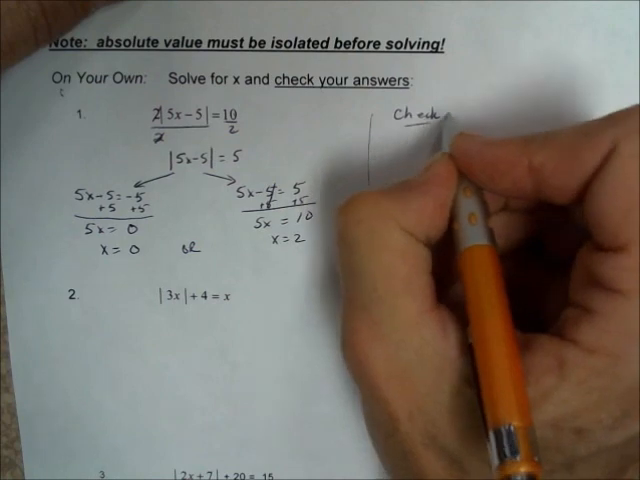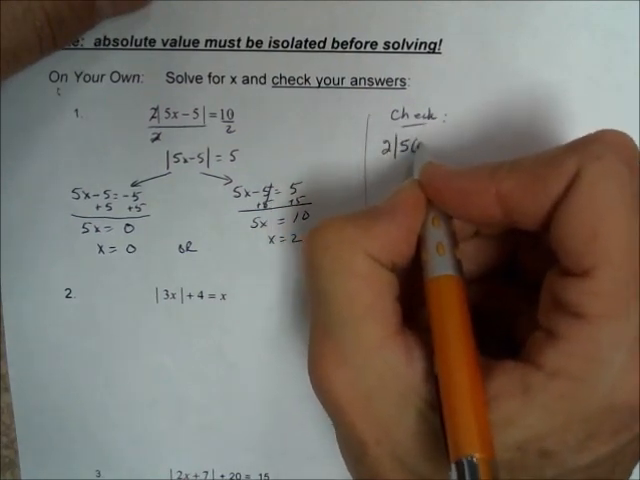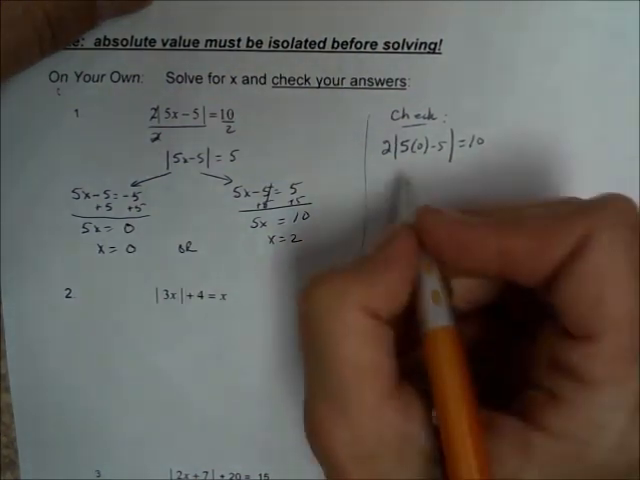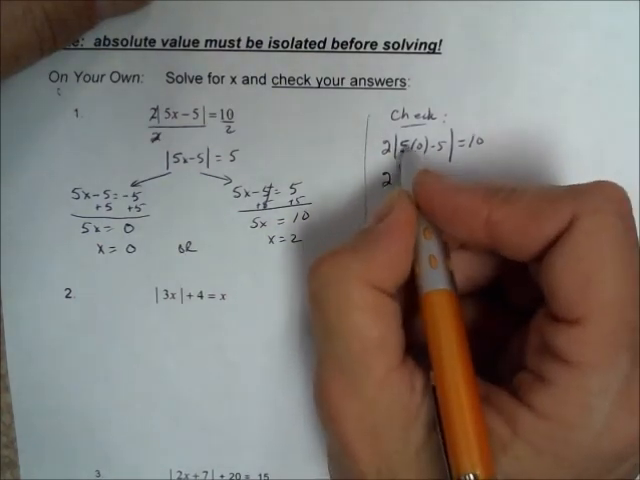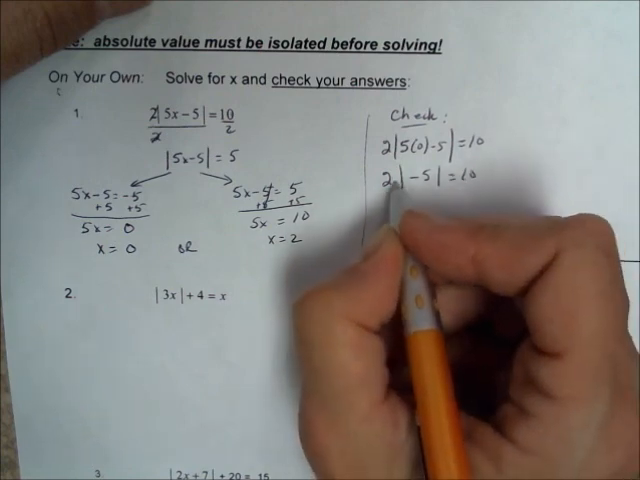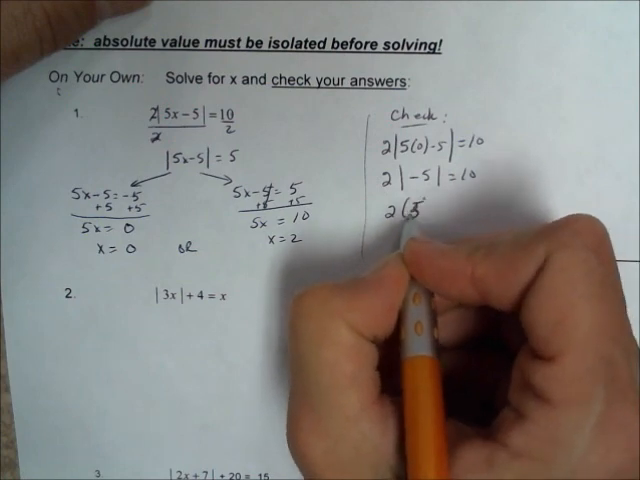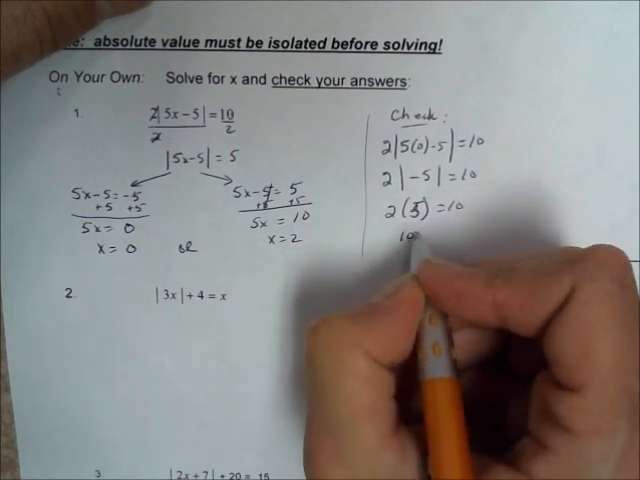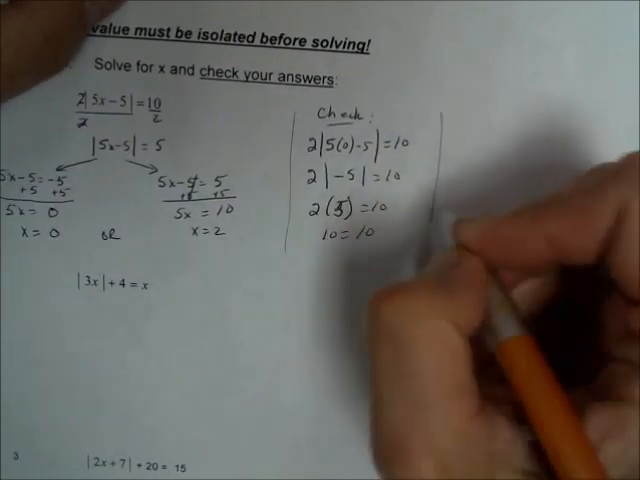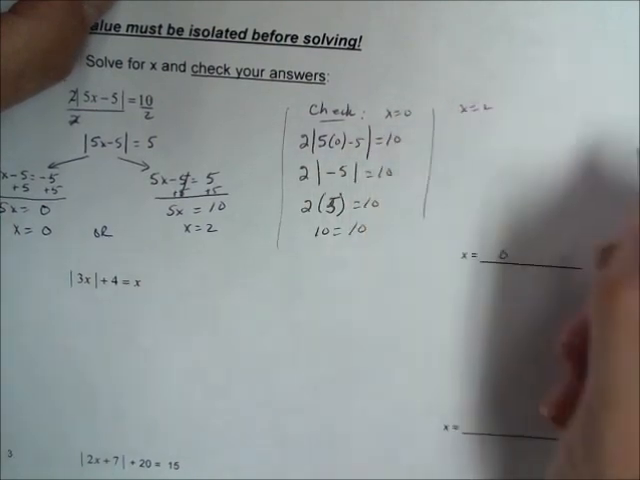Let's check them. So does 2 times the absolute value of 5 times 0 minus 5 equal 10? Well, does 2 times the absolute value, this is 0 minus 5, which is -5. And the absolute value of -5 is 5. So does 2 times 5 equal 10? Yes, 10 equals 10. So x equals 0 is one of the answers. The next one we're going to check is x equals 2.